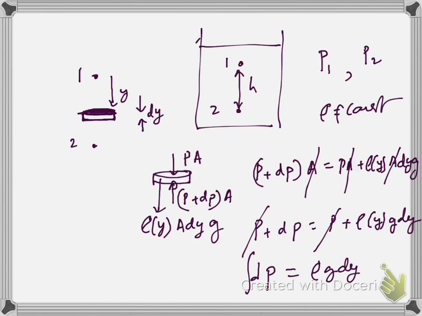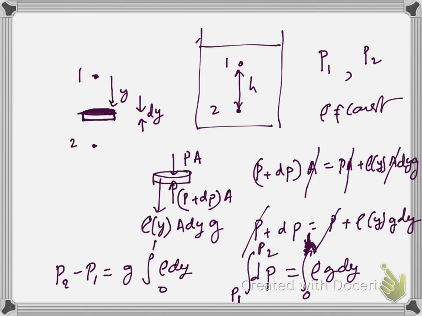Integrate now. When y is 0, here we are at point 1. Pressure is, let us say, P1. When y is h, pressure is P2. So we have P2 minus P1 is g integral of rho dy from 0 to h. This is how pressure changes with depth if density is changing.